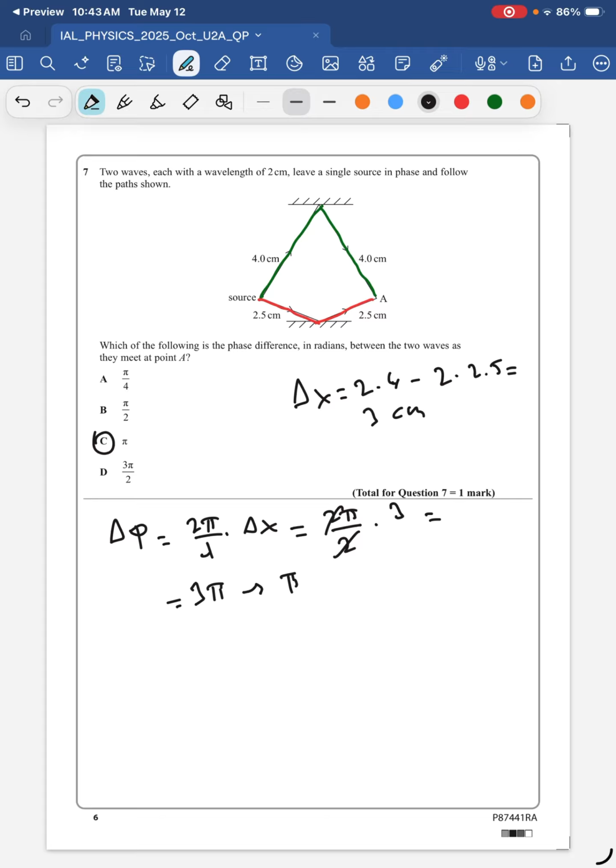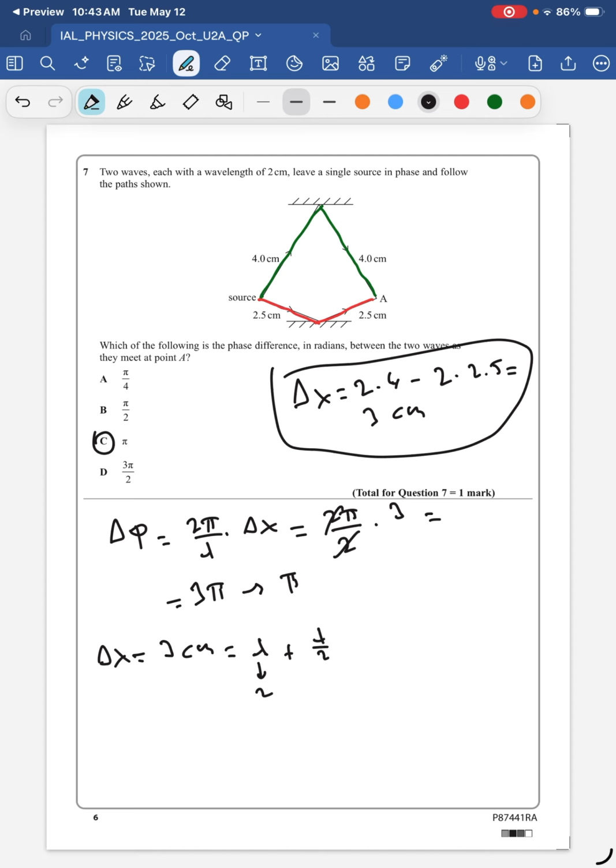So another way to find the phase difference in this problem is to realize from delta x. Delta x is 3 centimeters, which is equal to lambda, which is 2, plus lambda over 2, which is 1. So delta phi is going to be equal to pi, because lambda gives you a phase difference of 0. So that's another way to think about it.